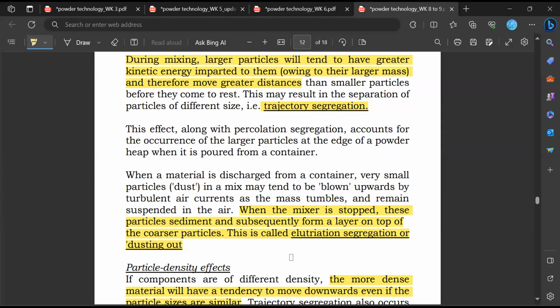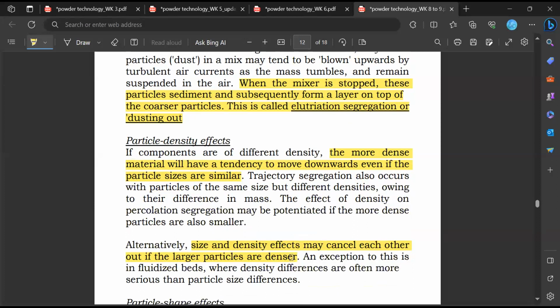When you're mixing something and it has these finer particles, they'll be blown upwards. But when you stop the mixing, they will sediment on top of the coarser particles. That is elutriation segregation, or dusting out. Then the second effect is particle density effects.